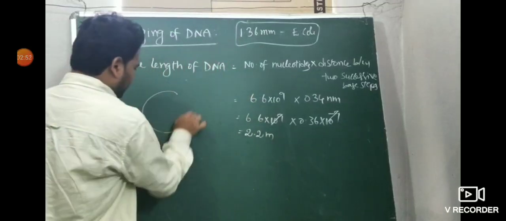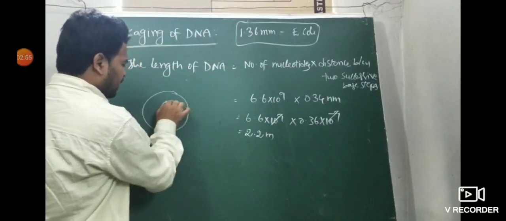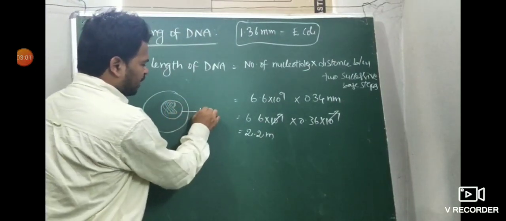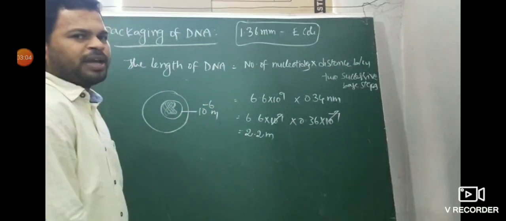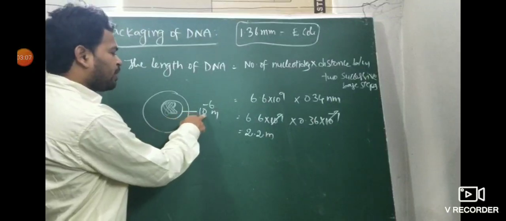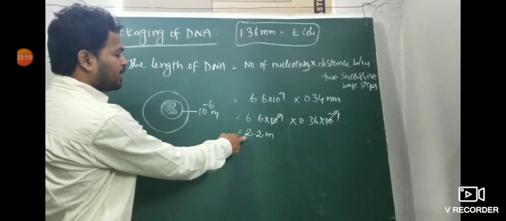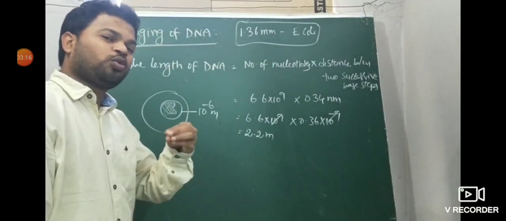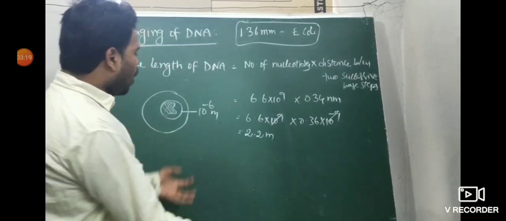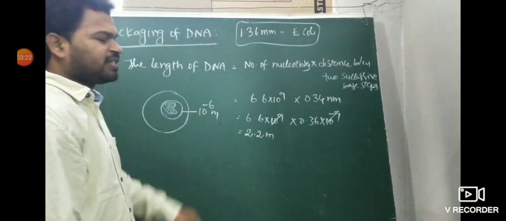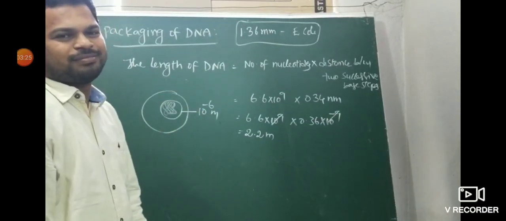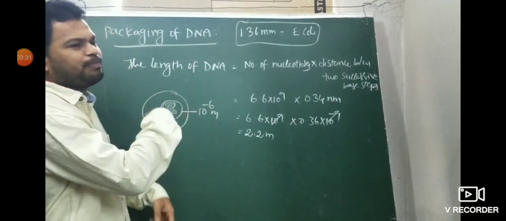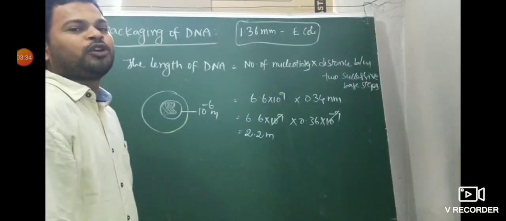This is a cell, inside it is a nucleus, and inside it is chromatin material, which is nothing but DNA. The nucleus measurement is on the order of 10^-6 meter, a micrometer, but the DNA length is 2.2 meters. So how is 2.2 meters of DNA packed into a nucleus of 10^-6 meters? It is in the form of a helix. When it is in the form of a helix, it is easily packed there. That we are going to discuss now.